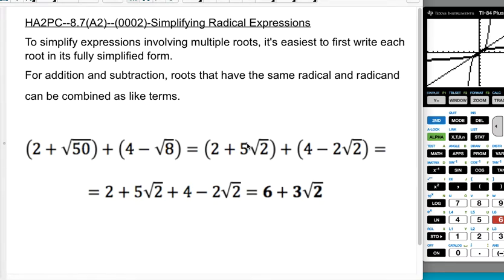All right, this is Honors Algebra 2 Pre-Calculus. We're doing 8.7 in Algebra 2. This is our second video in the series. We are still simplifying radical expressions.